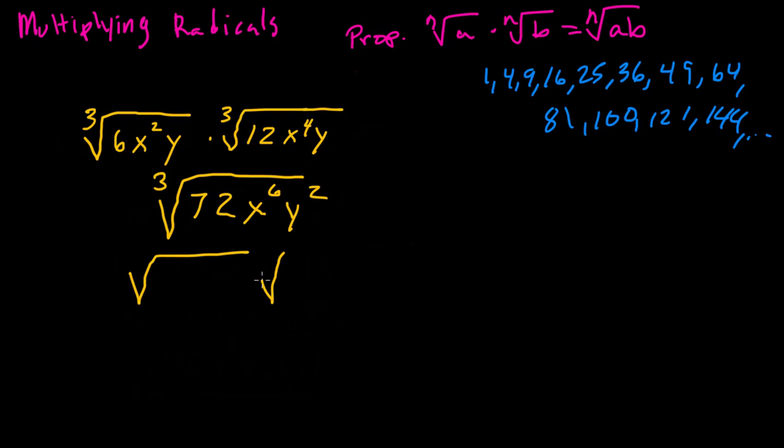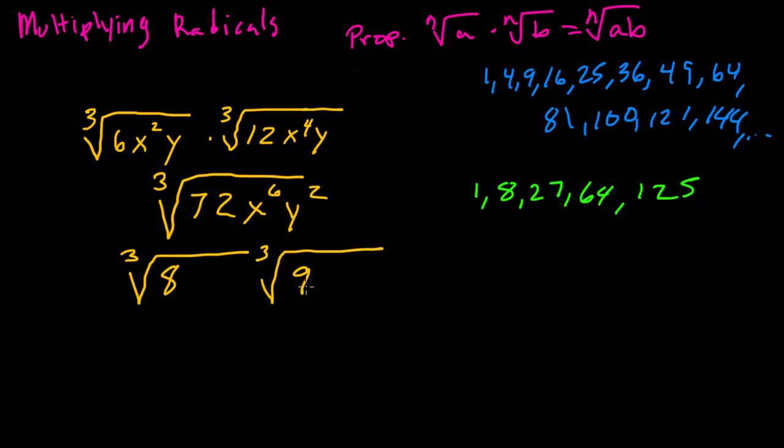We're going to use our property now in reverse, break it up into 2 cube roots. So now we have to look at the biggest cube. So our cubes, remember, are 1, 8, 27, 64, and 125. Okay, we have enough there. So let's go back. What's the biggest cube that goes into 72? That would be 8. The other factor, 72 is 8 times 9.